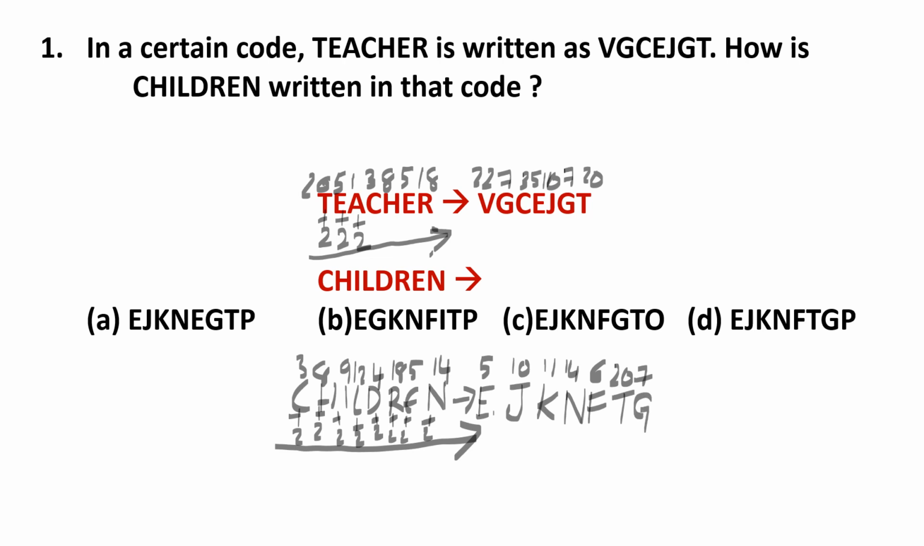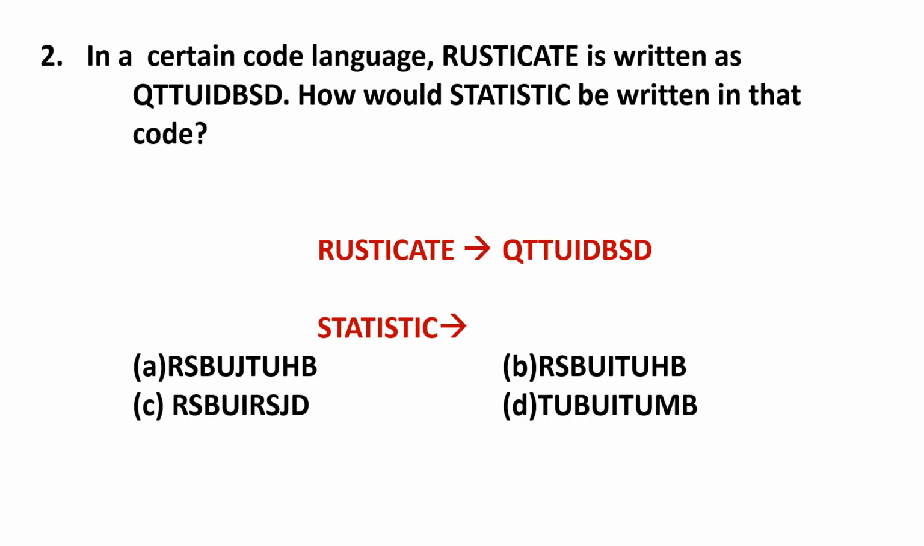7 means G. 14 plus 2, that is 16. 16 means P. From here it is coming, from left to right the code is coming. Next, going for the second question.